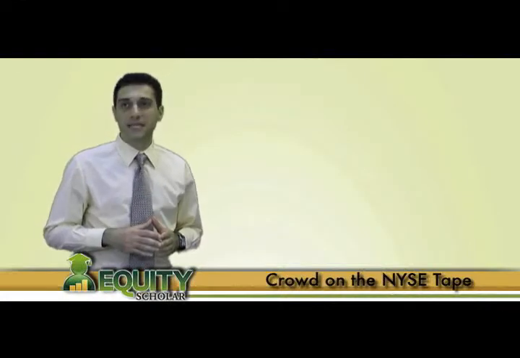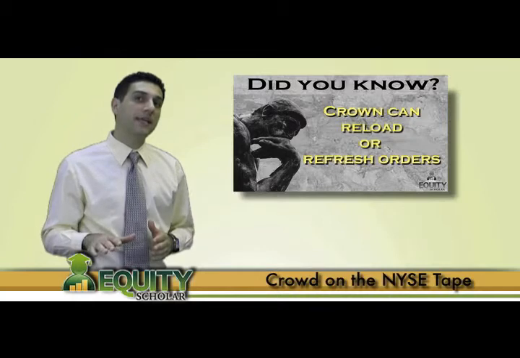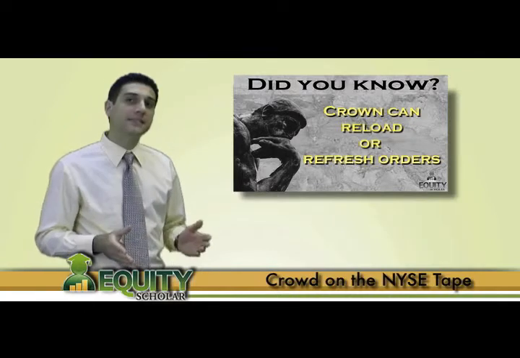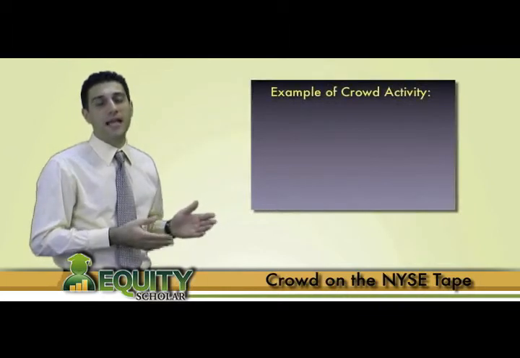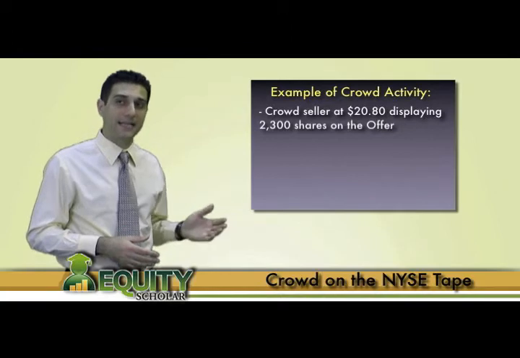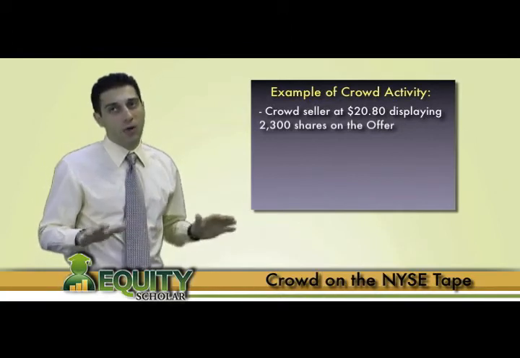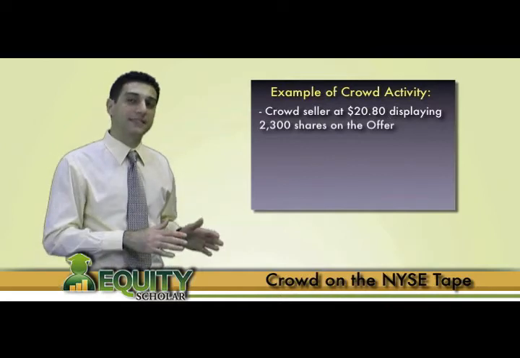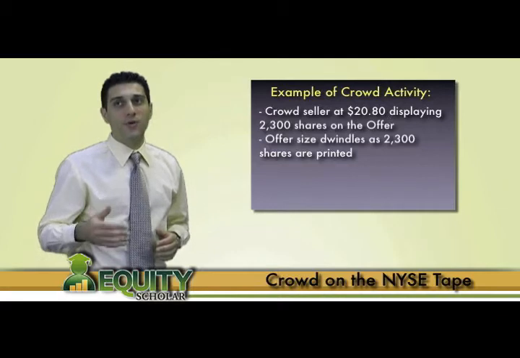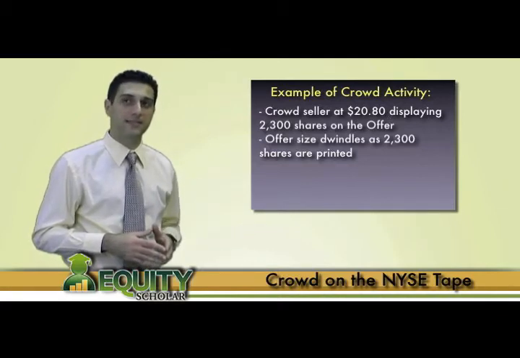Now, crowd can sometimes also reload or refresh an order that is being displayed once that number begins to significantly dwindle down. For instance, let's use the same scenario as we just mentioned. A crowd seller at $20.80 is showing 2,300 shares on the offer. However, unlike in the previous example, this time the size displayed dwindles down with every transaction taking place at $20.80.